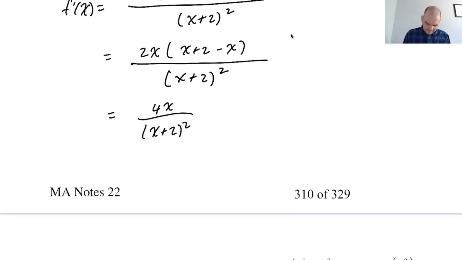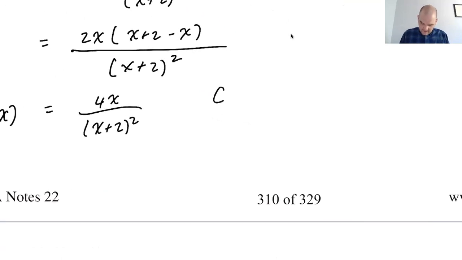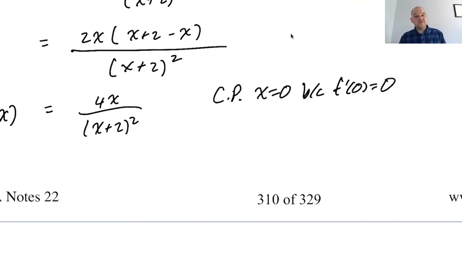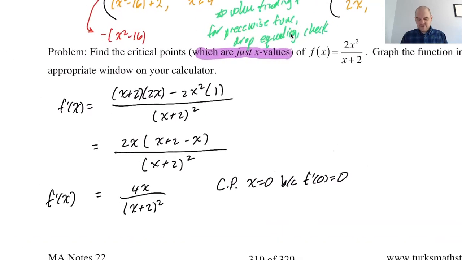Okay, so what are the critical points? What's the definition of a critical point? A point in the domain at which the derivative is 0 or undefined. So if you're not thinking about it, you would say that the critical point is x equals 0 because f prime of 0 equals 0. Okay, is x equals -2 a critical point? It could be, but we know that it's not because x equals -2 is not in the domain.